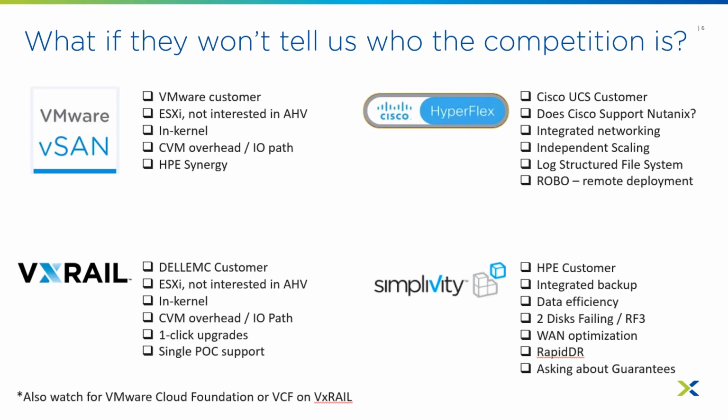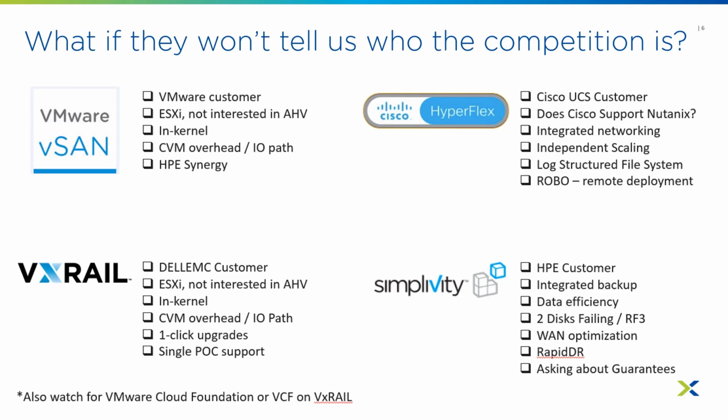So here's a little bit of a cheat sheet to sleuth out who we might be competing against. If we know that the customer is a VMware customer and they're looking at us, there's a pretty good chance that they're also looking at vSAN. If it's a Dell EMC customer, then it may be vSAN disguised as VxRail.